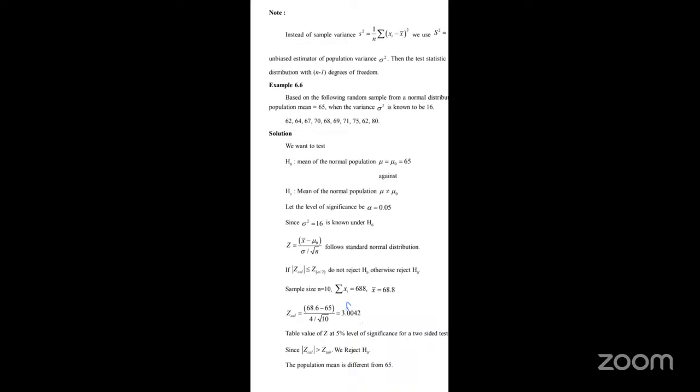The population mean is 65. Where is the sample mean? Only the sample observations are given, so we have to calculate the mean. The number of observations is 10. So can you calculate the sample mean here?